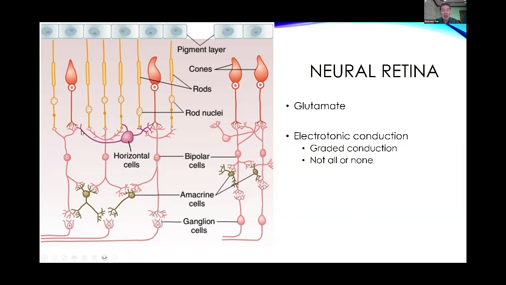These horizontal cells are colored fuchsia or magenta because they are the main cells that are inhibitory in function. If the stimulatory neurotransmitter agent is glutamate, what do you think is an inhibitory neurotransmitter agent? GABA is an example of a neurotransmitter agent that is inhibitory in nature.